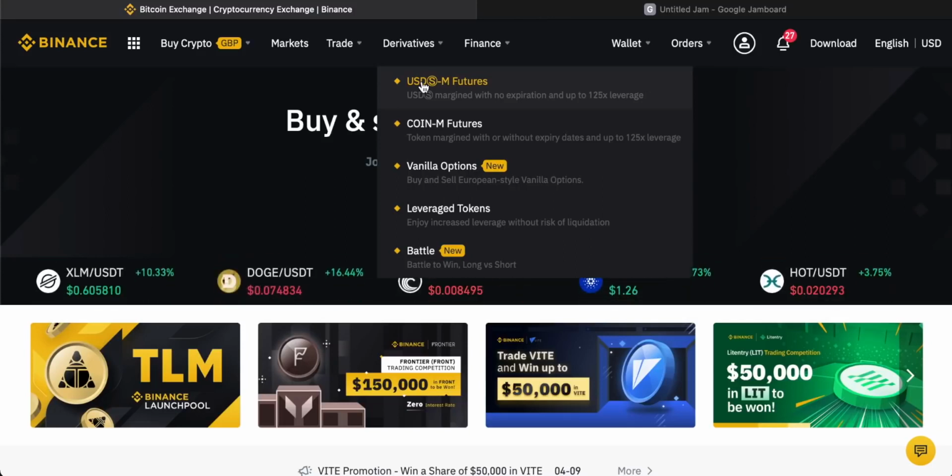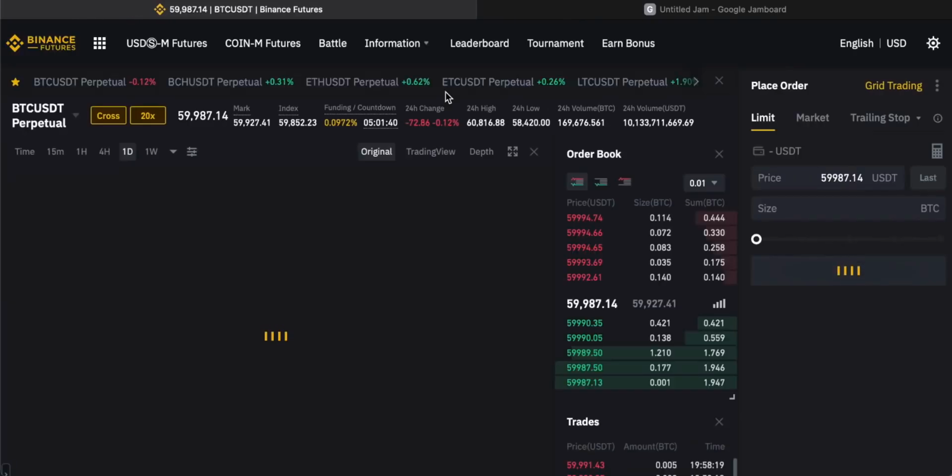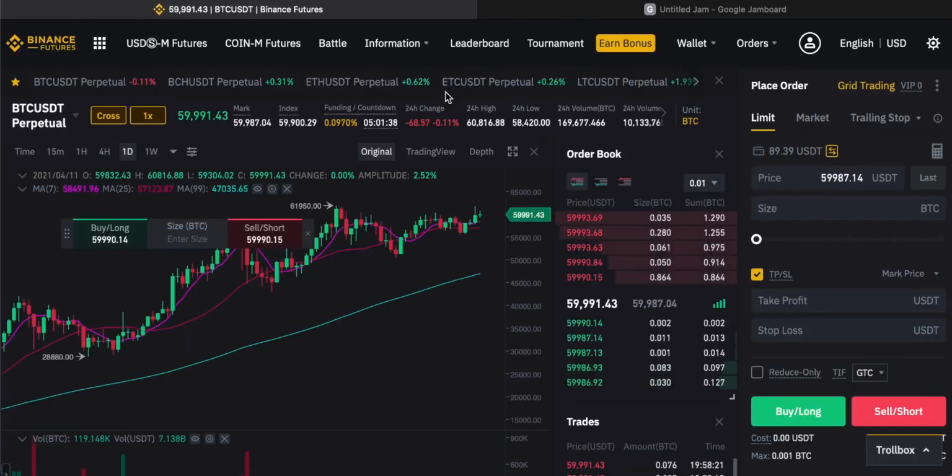You can go through and sign up within a few minutes, and then you can get access to your account and follow along. But you can either use US dollar stablecoin futures or coin futures. It doesn't really matter because you're going through to the same place. So I'm just going to click on US dollar stablecoin futures, and then it's going to take us right through to the Binance futures trading page.